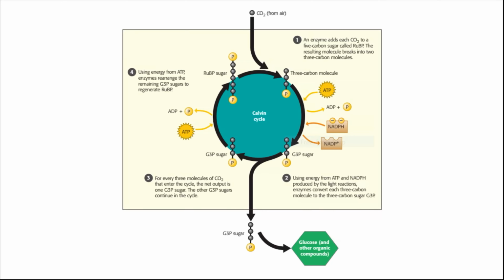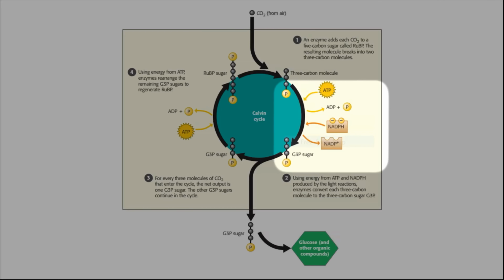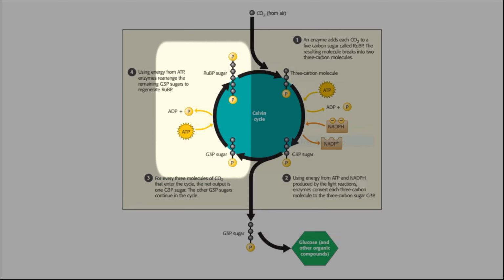The Calvin cycle has 3 main stages. In stage 1, the enzyme rubisco incorporates carbon dioxide into an organic molecule. In stage 2, the organic molecule is reduced. In stage 3, RuBP, the molecule that starts the cycle, is regenerated so that the cycle can continue.